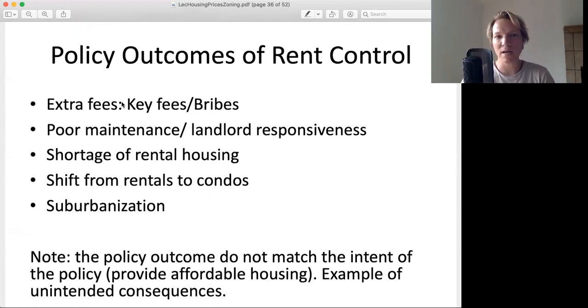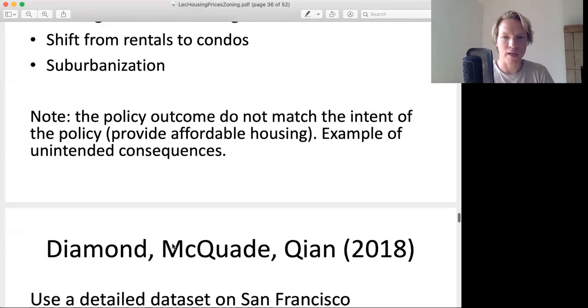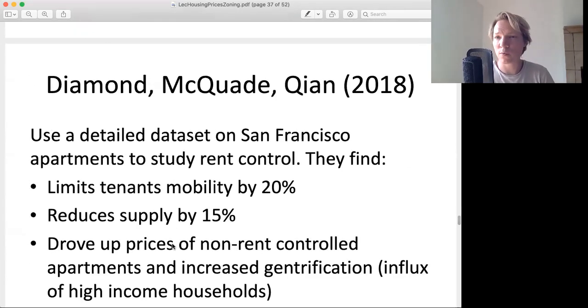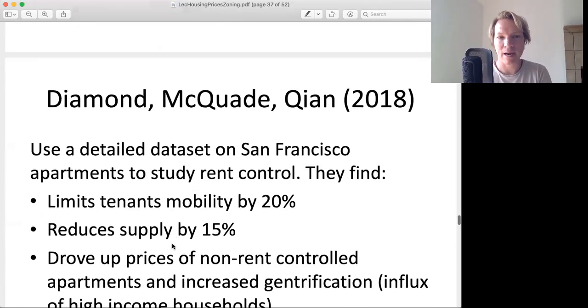Okay, so the policy outcomes: poor maintenance, as we've talked about, a shortage. There's a shift as we move from rentals to condos, and then people, essentially being pushed out of these areas. Again, the policy outcome does not match the intent. There's tons of research on this. All the research essentially shows that the predicted outcomes happen.